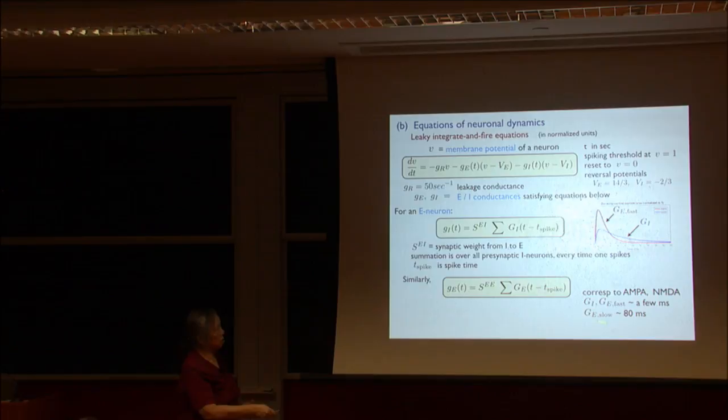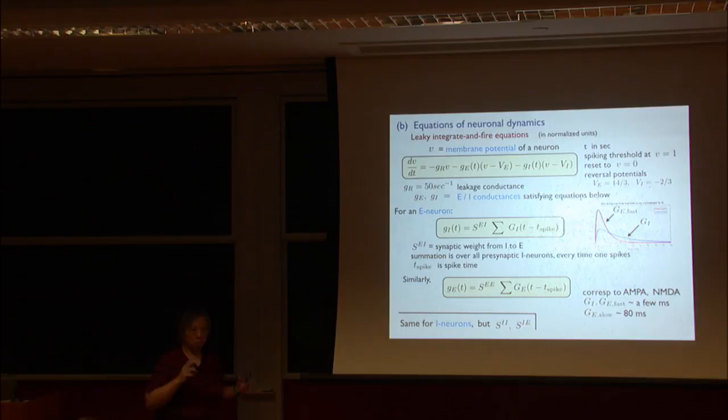So these are different neurotransmitters, and it's reflected in the time scales. There's a curve that I couldn't draw because it's kind of zero all the way out there, okay? And similarly, this is the I conductance, this is the E conductance, and the same is true for I neurons. And the big parameters for the model are these S_EI, so how I affects E, how E affects E, how E affects I, and how I affects I. Those are among the main parameters, not the only ones, but among the main parameters for the model.